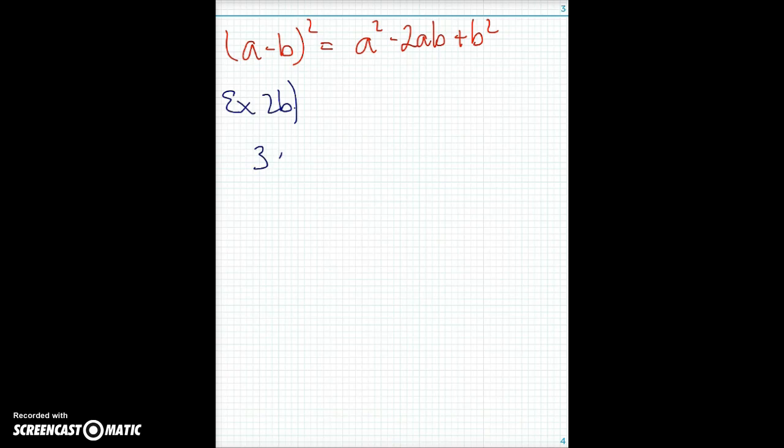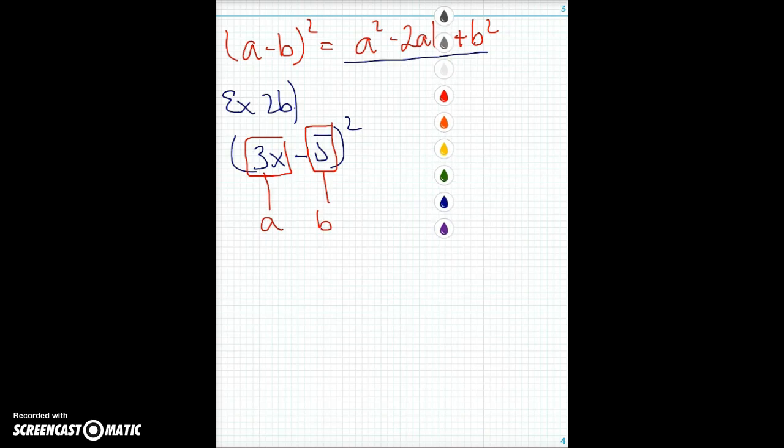So if we have 3x minus 5 squared, again, we have a difference and we're squaring it. So 3x minus 5 is a difference and we are squaring that. So we know we can use this formula up here. Again, just for clarity, let's identify that this represents our a and this represents our b. So our first term is a squared, so that's 3x squared.